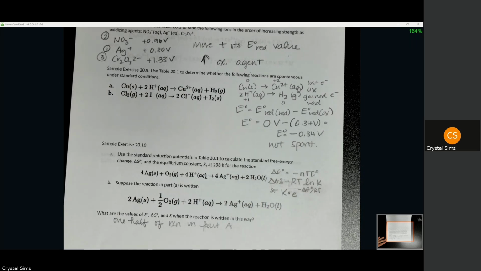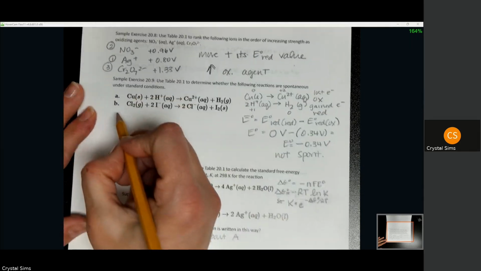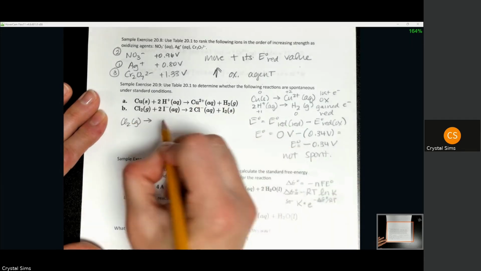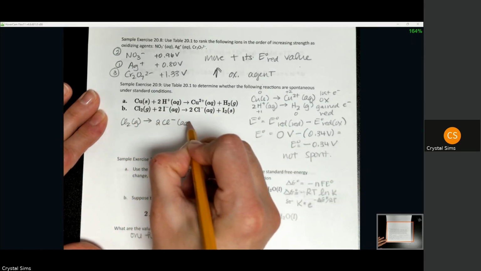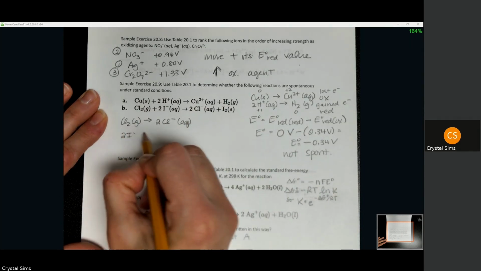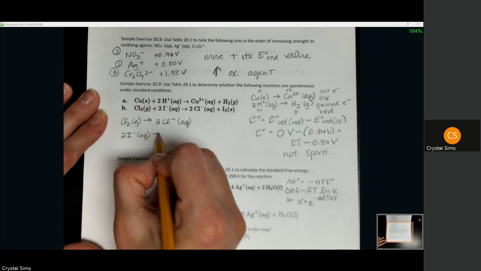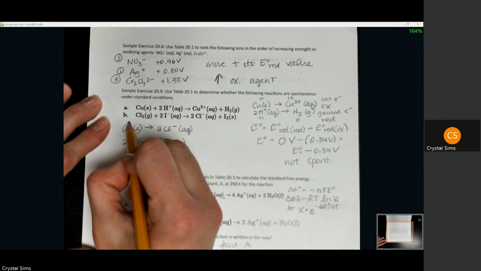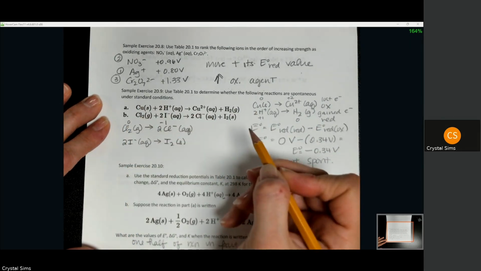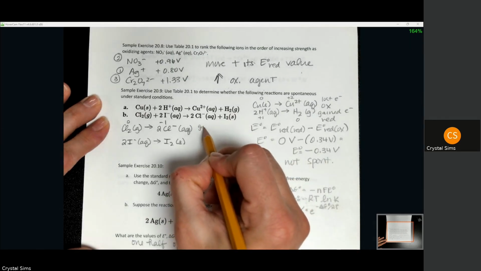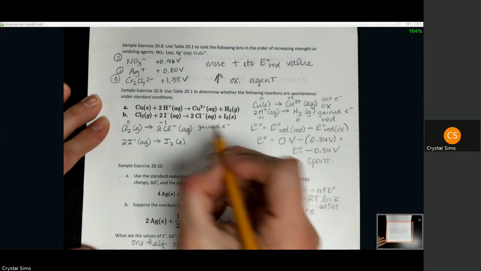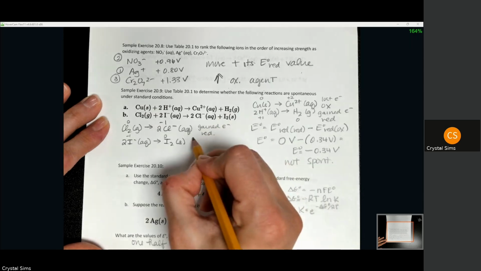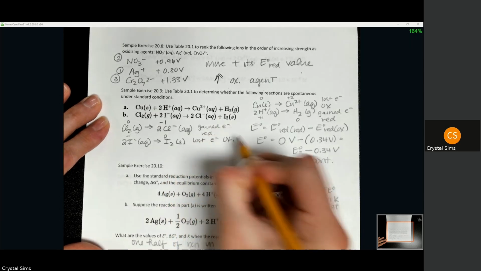All right. Now let's look at our other one. Part B here. We have Cl2 gas going to the chloride ion, and the iodide ion going to solid iodine. So looking at our oxidation numbers, this would be 0, -1. So it has gained electrons, which means that it is reduced. And we go from -1 to 0. It has lost electrons, so it is oxidized.